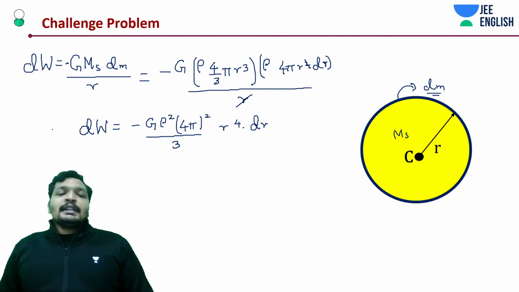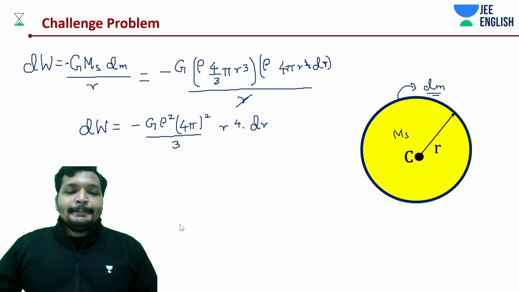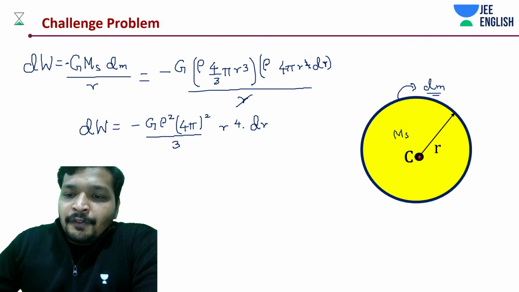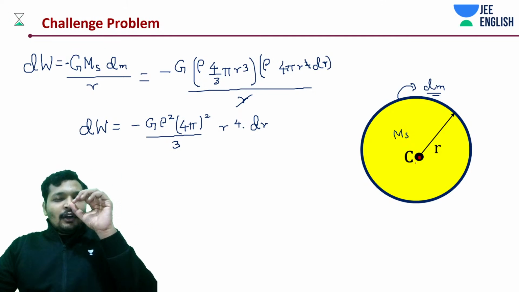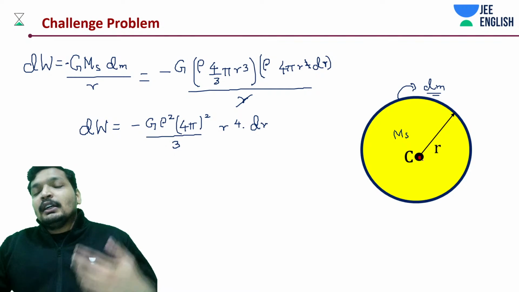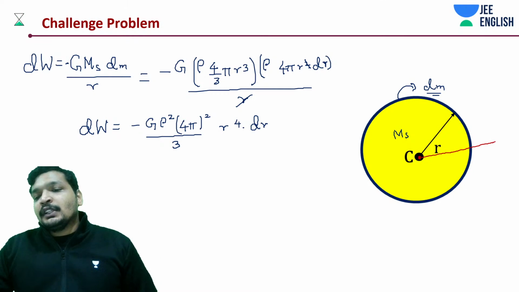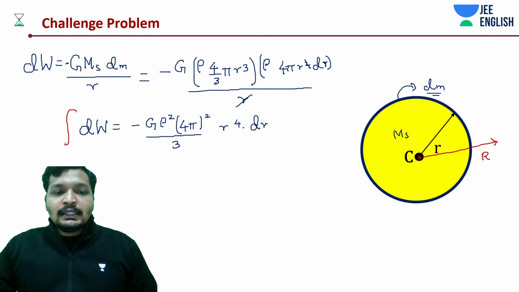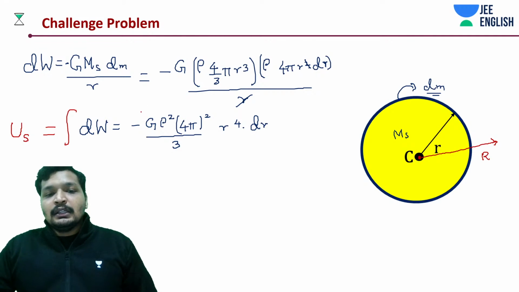Now comes the thing. Now the work is done from where to where? From building or assembling the tiny mass of radius 0 to that of the capital R, the whole sphere. Correct? So we need to be integrating this to find out the potential energy associated with this sphere, this solid sphere.